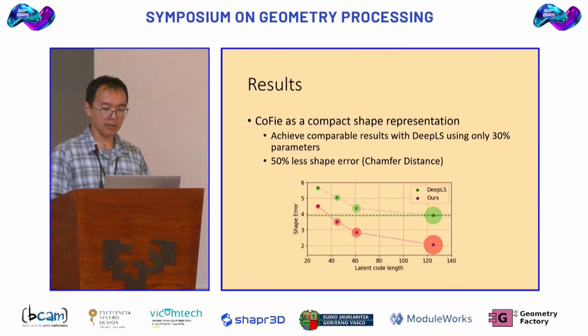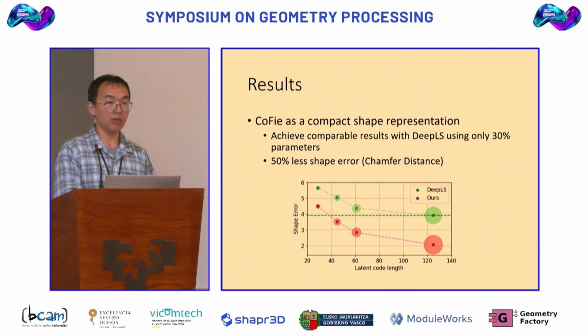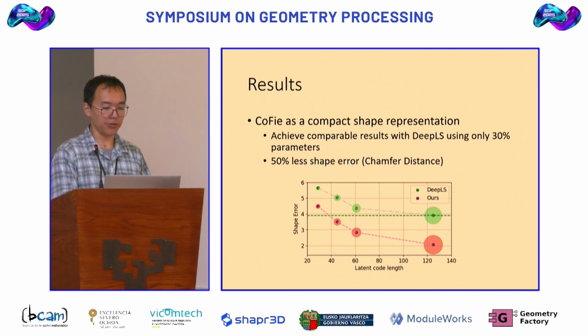So the result: we don't need a very complicated MLP to achieve the same result without factoring out the coordinate field. And with the same network capacity, we have reduced the generalization error by 52%.